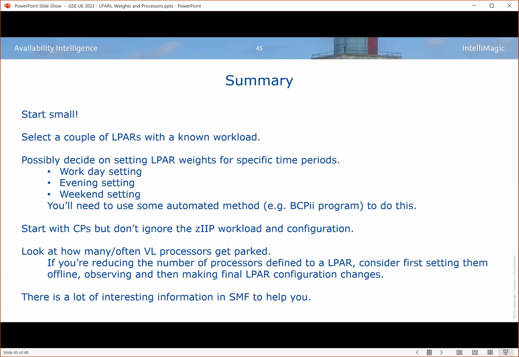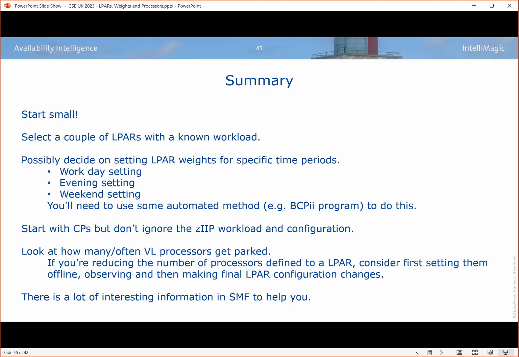Some customers, for example, that are changing their LPAR relative weights have set up specific relative weights for the workday workload, i.e. from 8 a.m. to 5 p.m., or the evening or the weekend. So look at workload over a larger period of time to determine whether what you want to change is going to be valid for the batch workload or for the weekend workload.